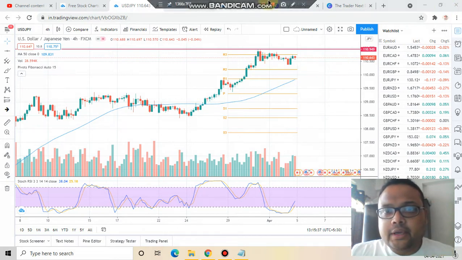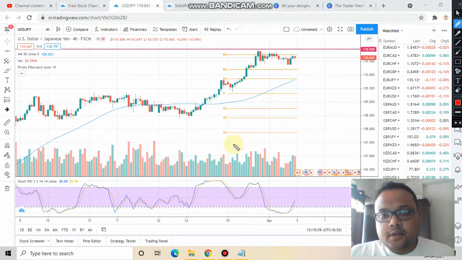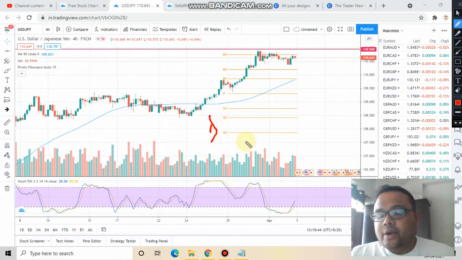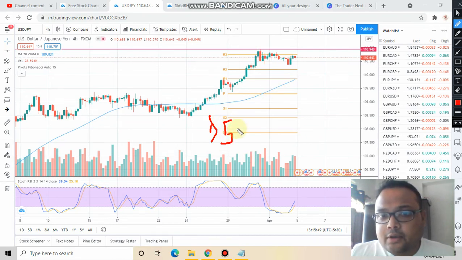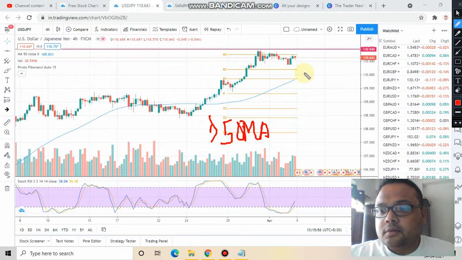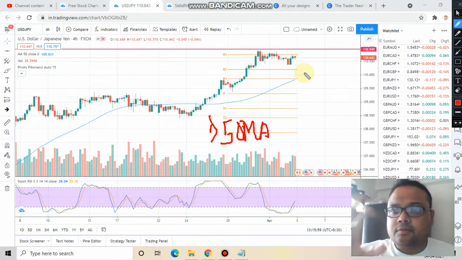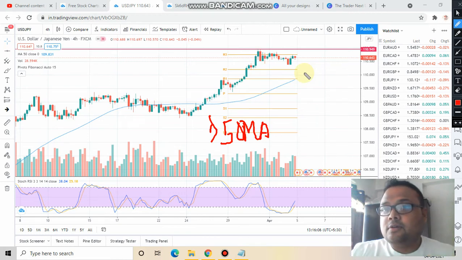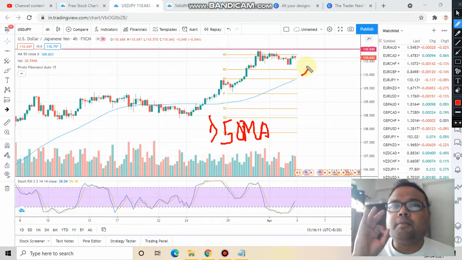So what we should do, we can have two strategies here. The first strategy is to wait for the market to come down. When the market hits the 50 moving average after coming down, observe the market, how it reacts. If you see that the market is taking support at the 50 moving average and is about to bounce, then you can go for a buy order.